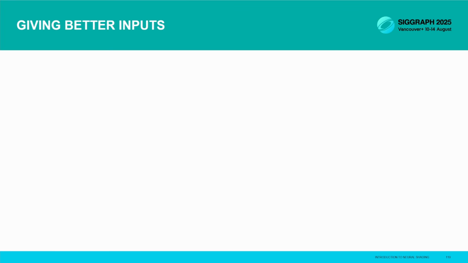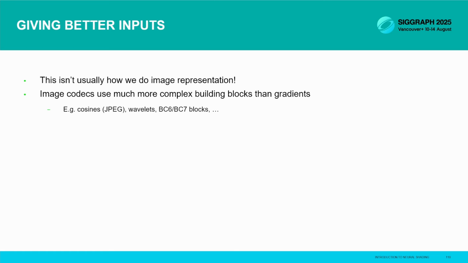And so in a way, it shouldn't be surprising that it struggles to do this well, because this isn't actually how we normally do image representation, right? When you build an image codec or a compression method from scratch, you would use much more complex building blocks to create your image than simple gradients. If you did JPEG, you use a collection of cosines. You might use wavelets, or for compressed textures, you might use BC6 or BC7 blocks, and so forth.